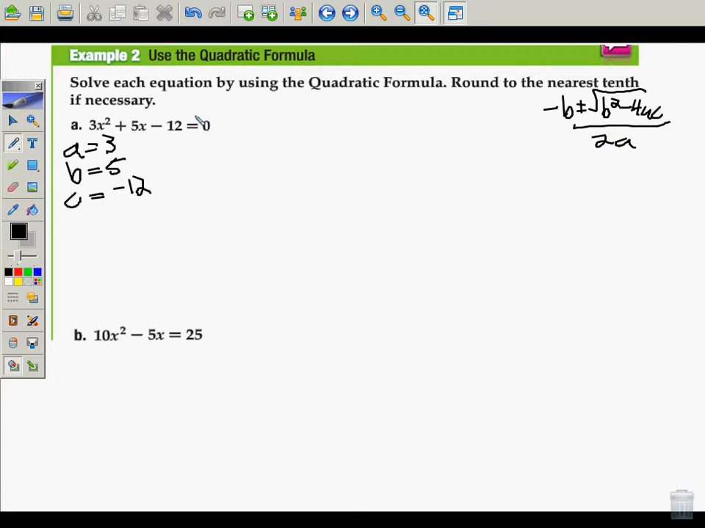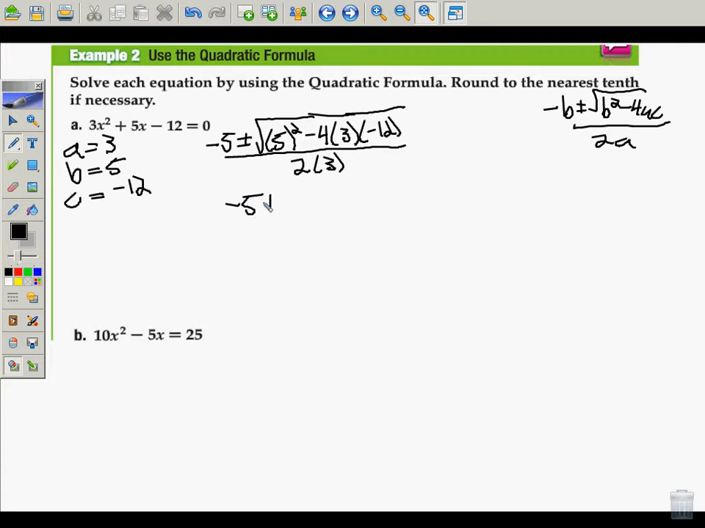So now I'm going to start plugging numbers in. Negative b is negative 5, plus or minus the square root of b, which is 5, squared, minus 4, times a, which is 3, times c, which is negative 12, all over 2 times a, which is 3. So I get negative 5 plus or minus the square root of 25. I get negative 4 times 3 is negative 12. Negative 12 times negative 12 is plus 144. Just simplifying those terms in there.